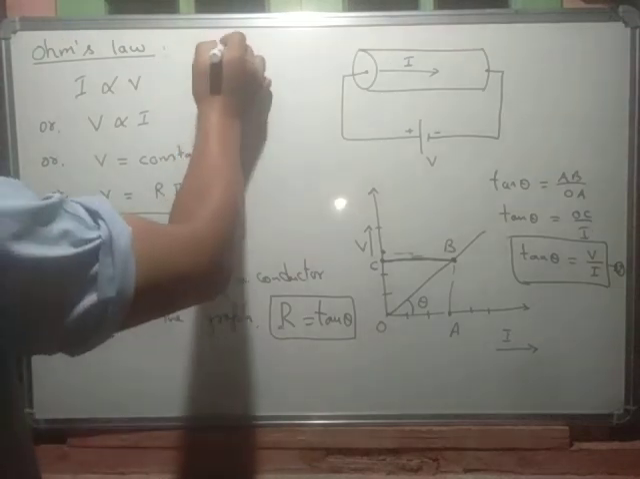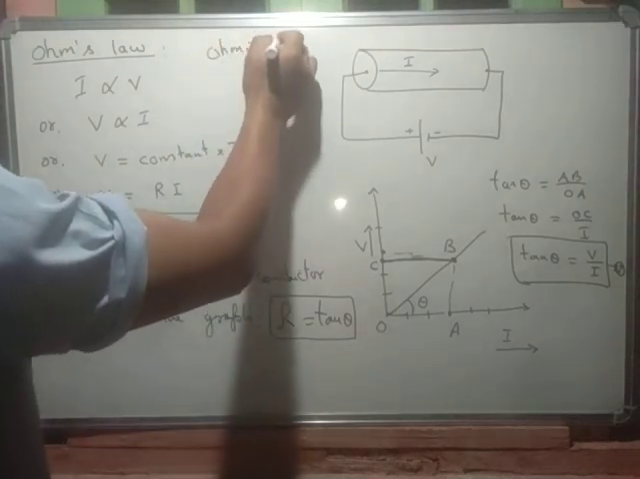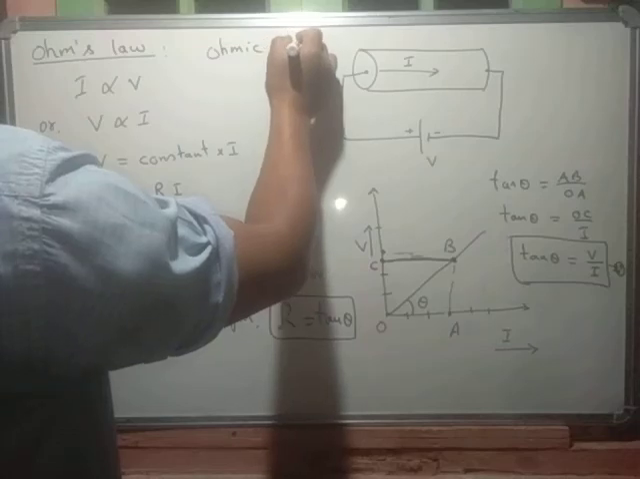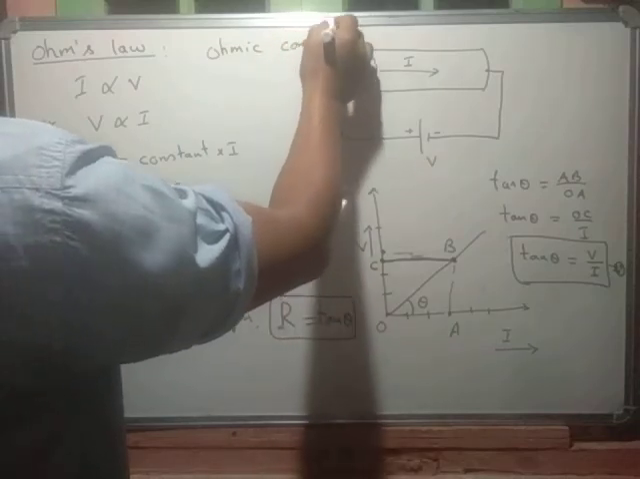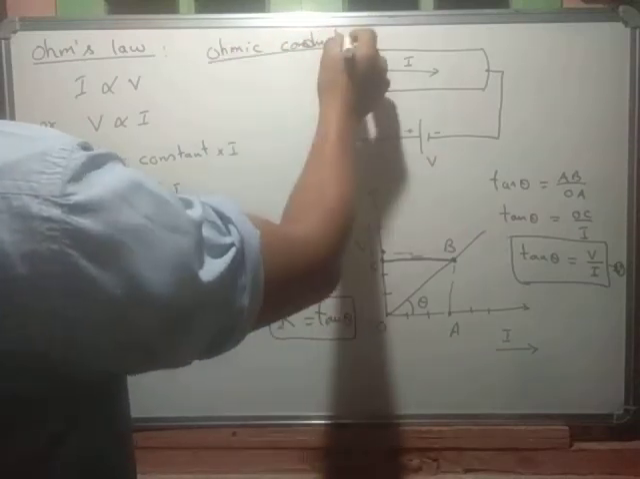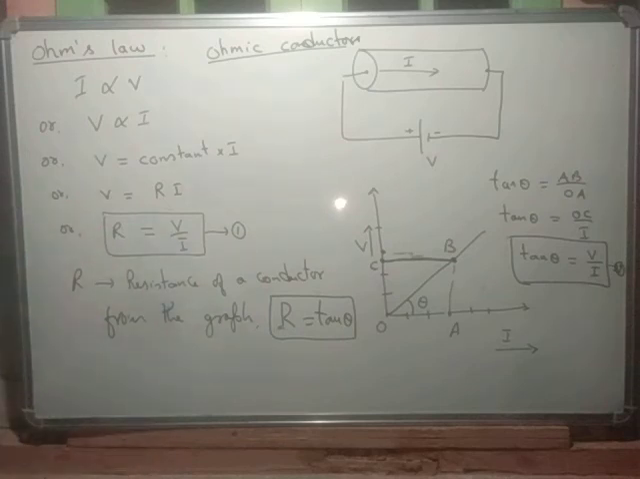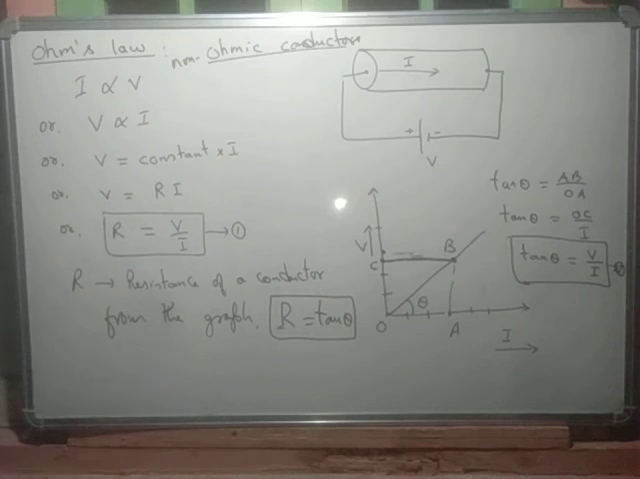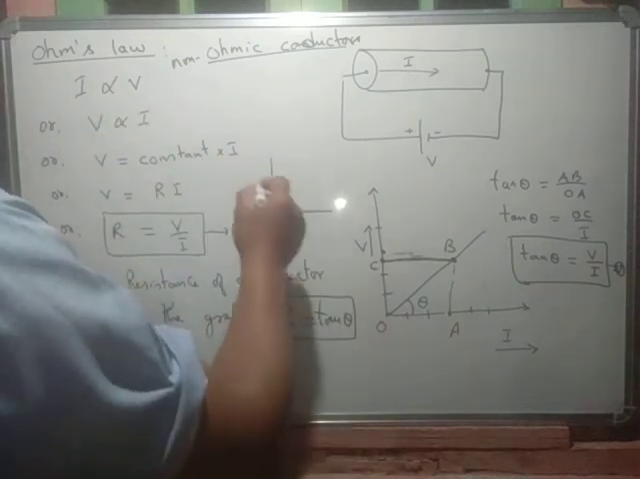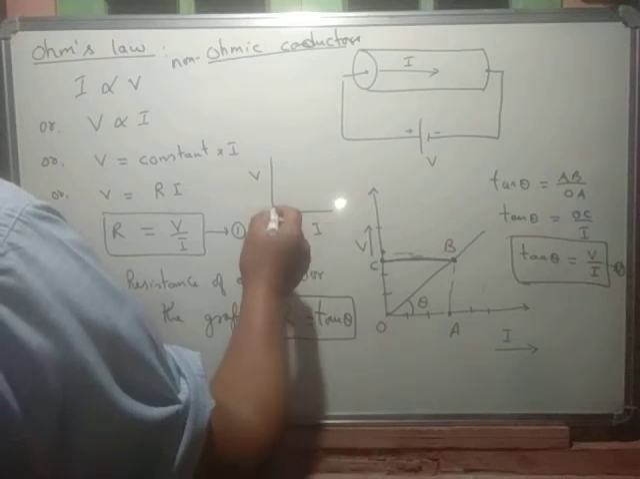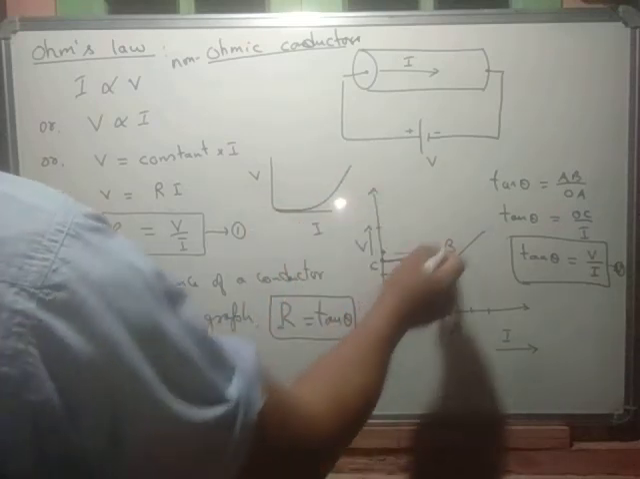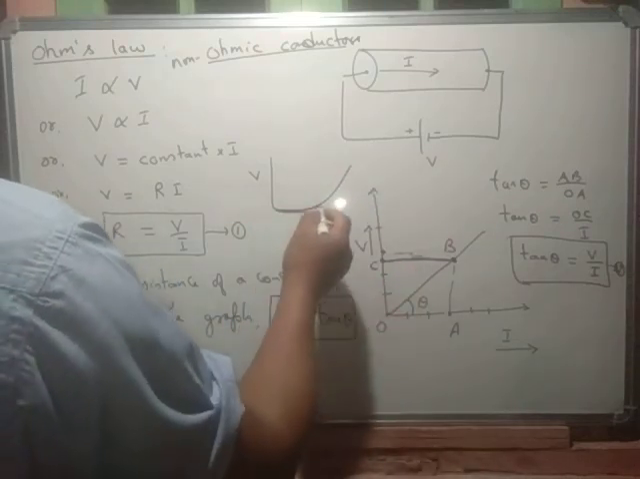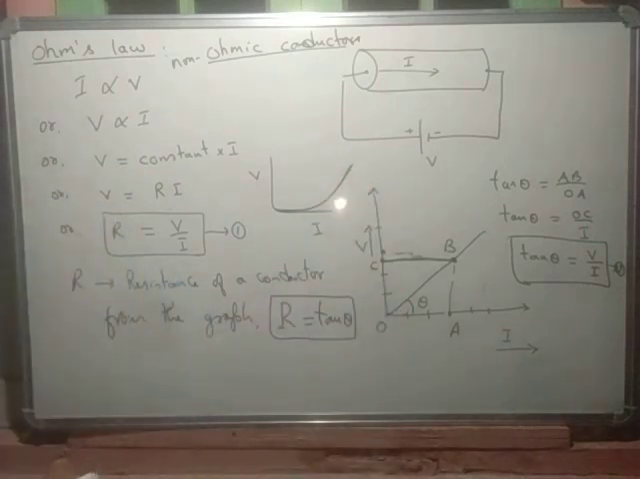What is the name of a conductor that obeys Ohm's law? We call them ohmic conductors. And those conductors which do not obey Ohm's law are called non-ohmic conductors. When it is a non-ohmic conductor and you plot a graph between the potential and the current, the graph may not be a straight line like this, but you'll get a graph of this type. So please remember this point here.